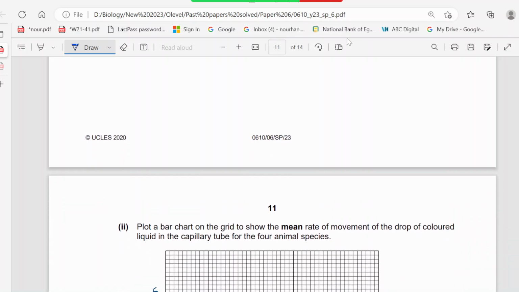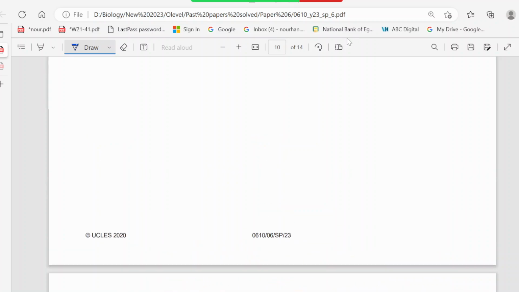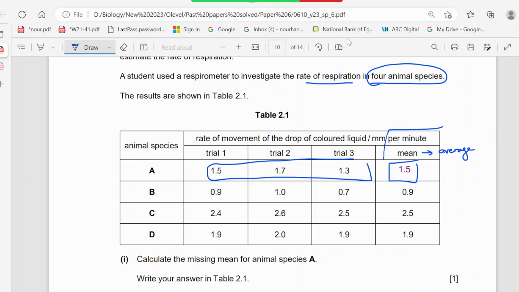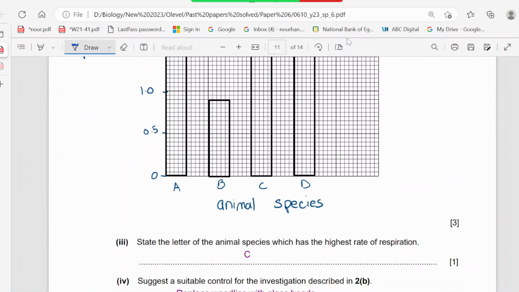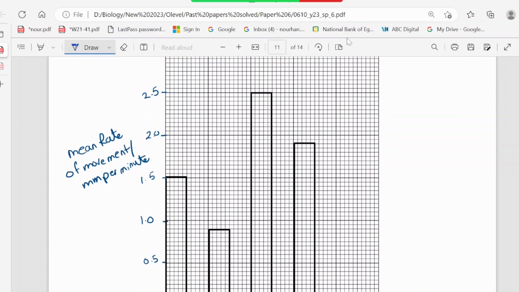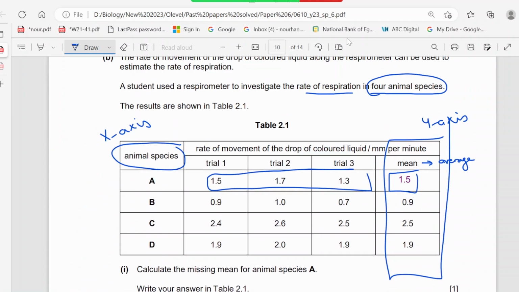After that, it says plot a bar chart to show the mean movement of the colored liquid for the 4 animal species. I want a bar chart, and this bar chart is for the mean only. So what will I do? First of all, put the labels. The left side on the x-axis, the results will be on the y-axis. So what will I put? Animal species on the x-axis. On the y-axis I have the mean rate of movement in millimeters per minute. Nobody should forget to put the unit. You have to put the unit.